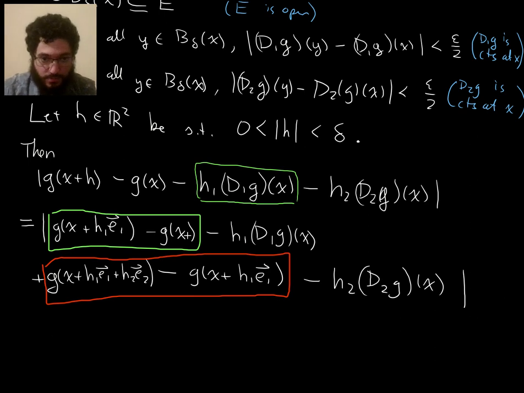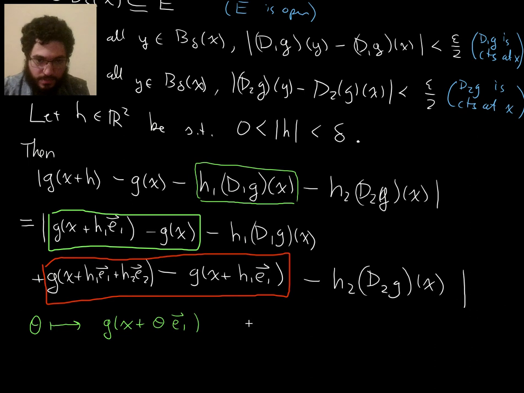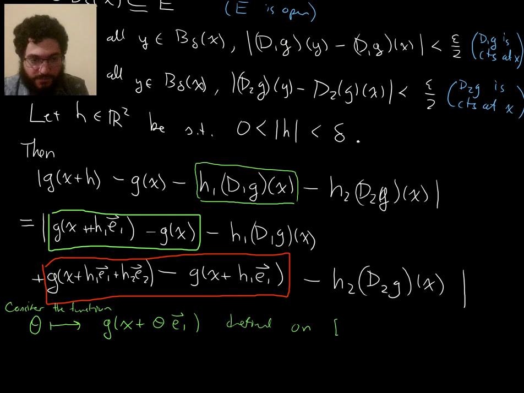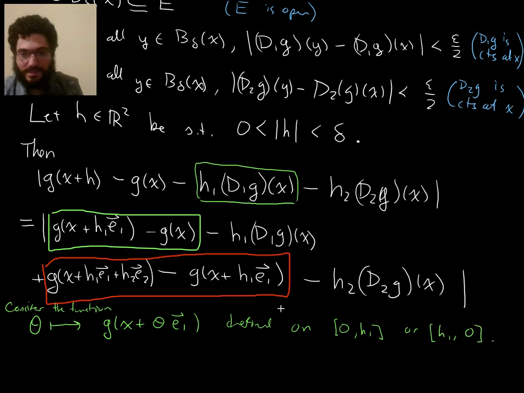So first I need to describe exactly what is the mapping that I'm going to apply the mean value theorem to. So for the green one, let me stick with the color coding here. Focus on this mapping from theta. I'm going to call the parameter theta, like Rudin does, from theta to g of x plus theta e1. So consider this mapping, the function mapping theta to this, defined from 0 to h1, or from h1 to 0, depending on whether h1 is positive or negative. So 0 to h1, or h1 to 0, depending on which one makes sense.